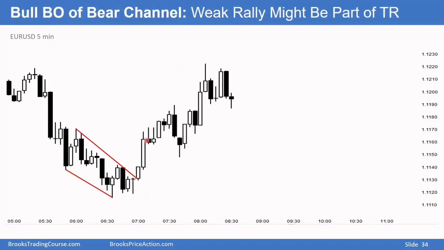Strong bull breakout, probably at least a second leg up. So first leg ends here, pullback, second leg, maybe more up, but at least a second leg up. Bear channel. Sometimes it evolves into a trading range. Sometimes it reverses into a bull trend. It's a small bull trend, but we're stalling at the top of the range to the left. So this might also be simply a bull leg in what will become a trading range.